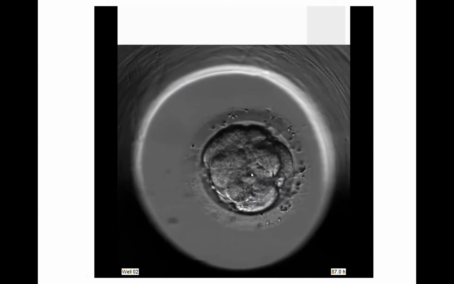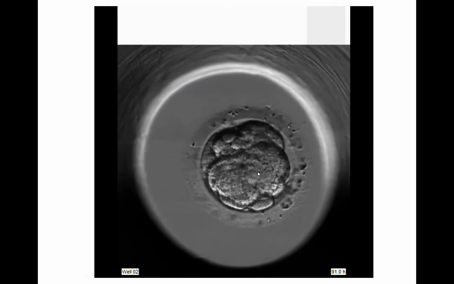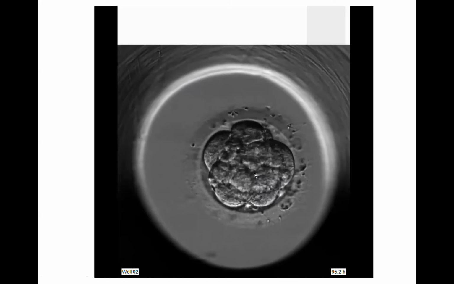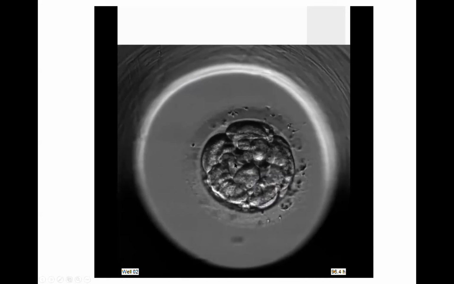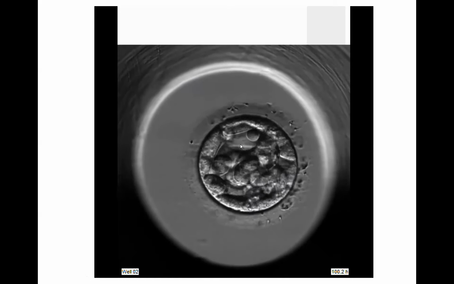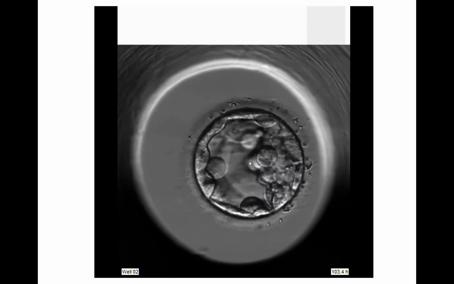And as it progresses, it's going to advance even further. So here's the morula developing even further. And soon you're going to start seeing pockets. See here, I stopped it right here. You're starting to see these pockets form. These are blastocoel pockets. Fluid is starting to come inside of this embryo, and the embryo is now a blastocyst. We are now on day 5 of embryo development, and a blastocyst stage embryo is forming.